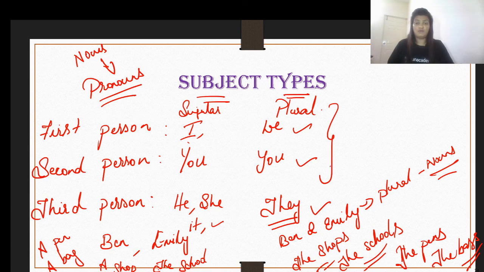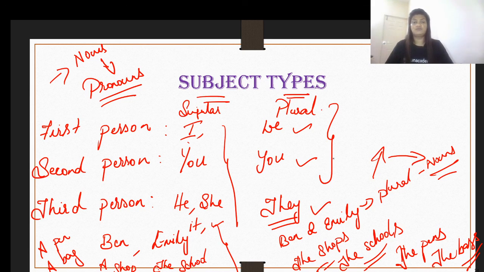These are pronouns, singular pronouns and plural pronouns. These are singular nouns and these are plural nouns. So we can use any of these subjects. Remember, I will definitely be using these in the examples that I'm going to be sharing with you. So these are the different types of subject types that we have.